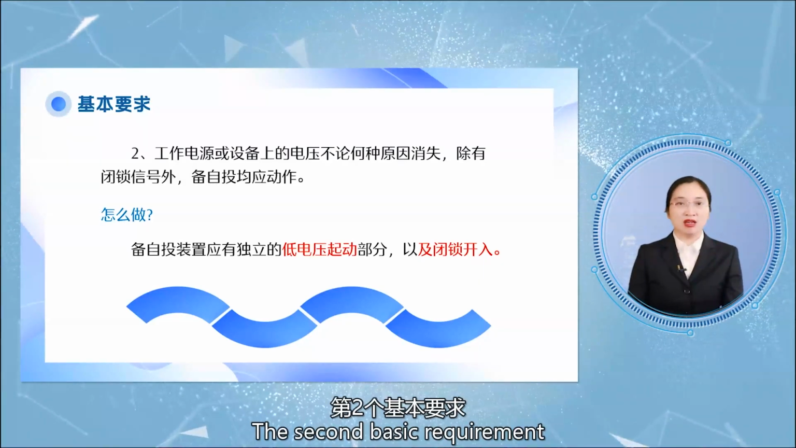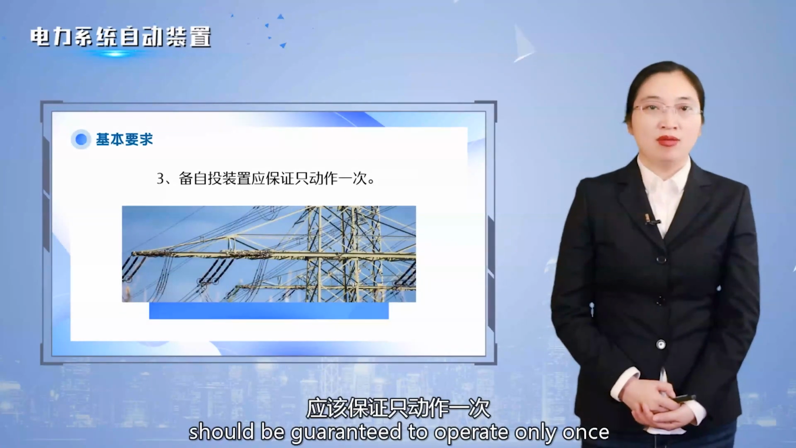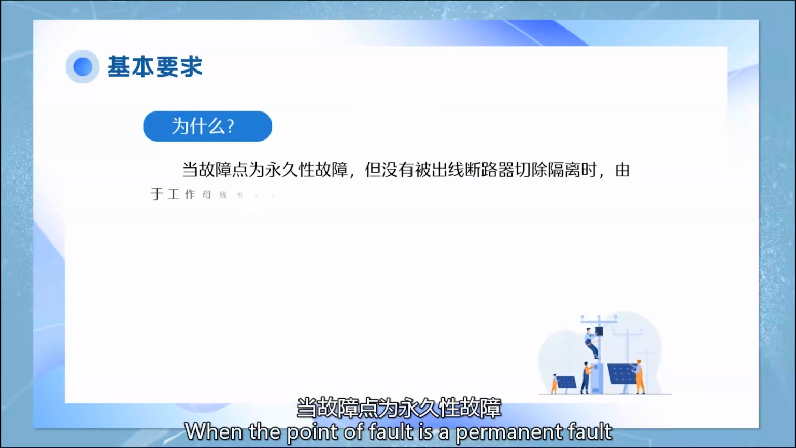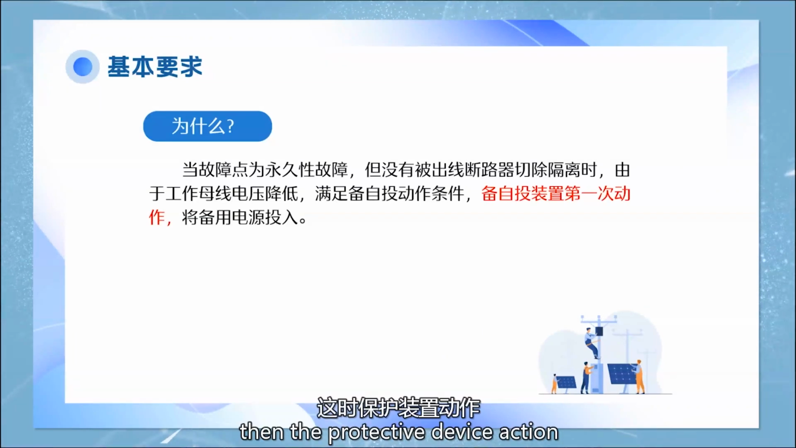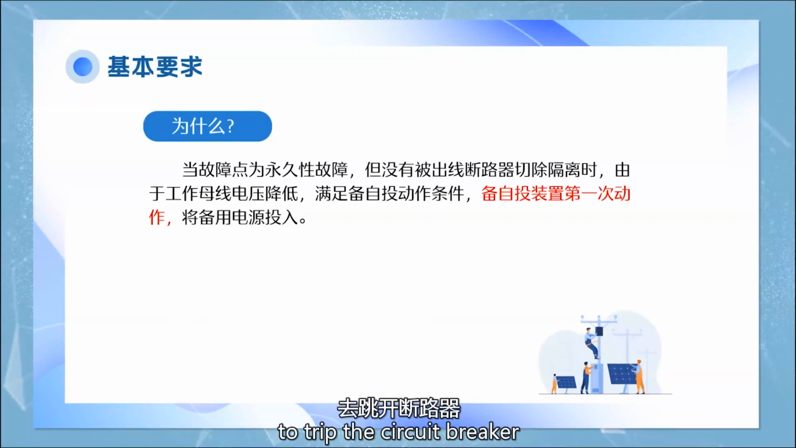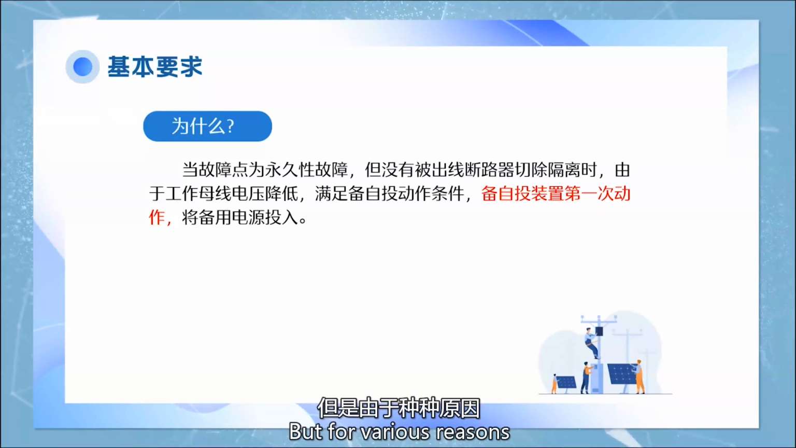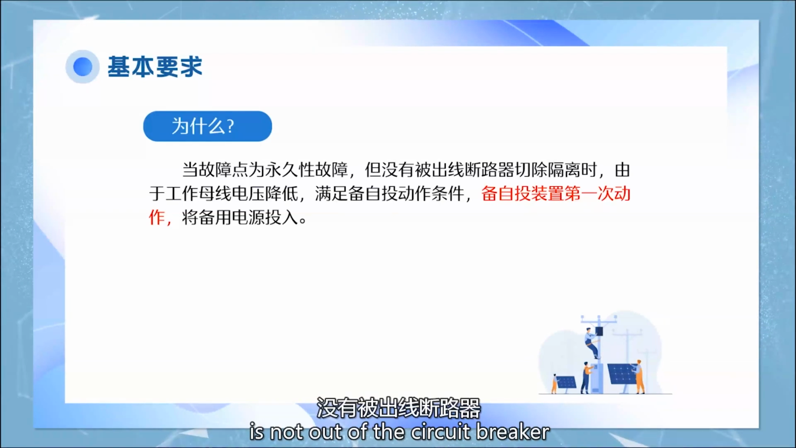The third basic requirement is that the BZT should be guaranteed to operate only once. Why only once? When the point of fault is a permanent fault, the protective device acts to trip the circuit breaker to isolate the fault. But for various reasons, the fault point is not cleared by the circuit breaker.